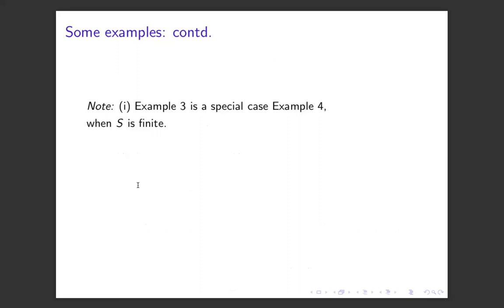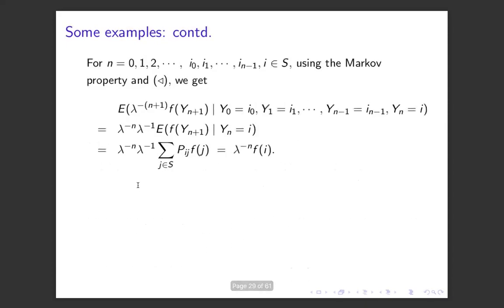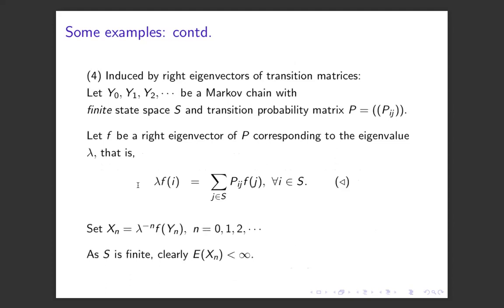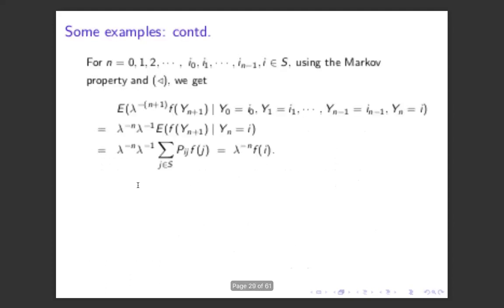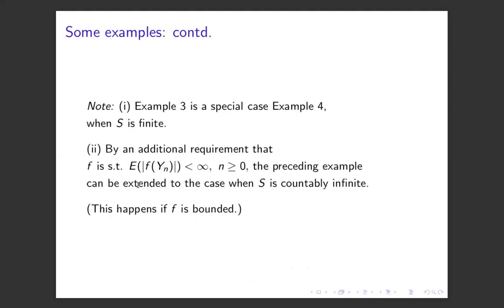This is a comment. Example 3 is a special case of example 4 when S is finite. Remember that in example 3, we did not assume the state space is finite. So if the state space need not be finite, you may not be able to bring in eigenvalues, eigenvectors, etc. Those things might have to be done very carefully. Instead, you can again use the definition, like a right regular sequence, and so on, and extend. To ensure this, you will have to make some assumption, for example, that it is bounded or something like that.